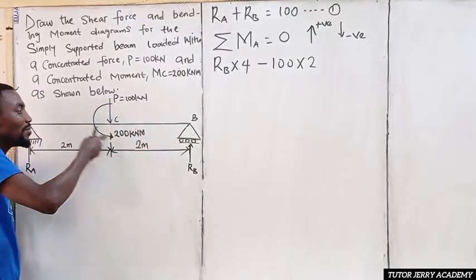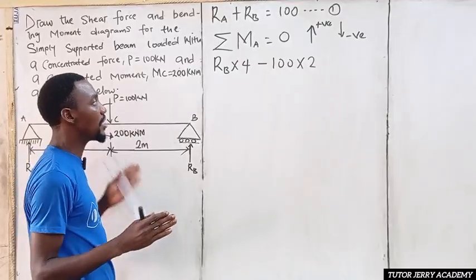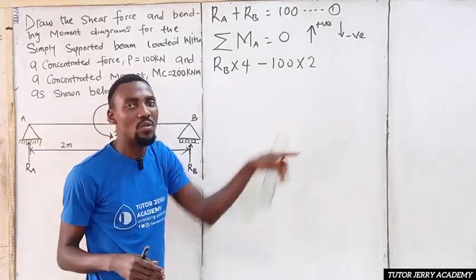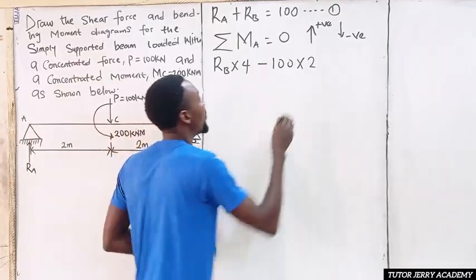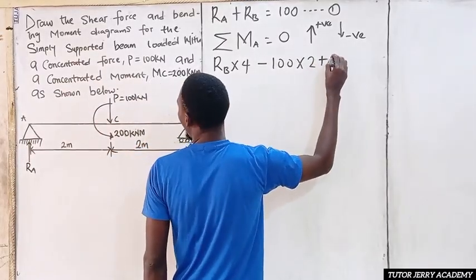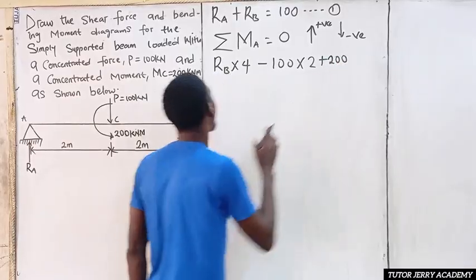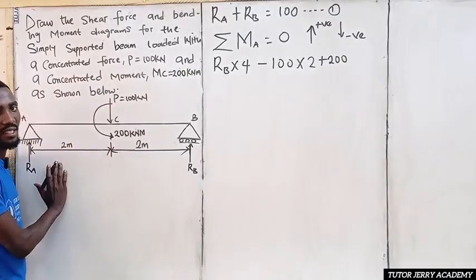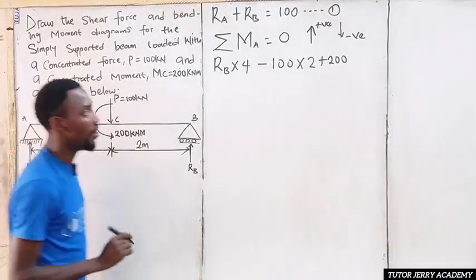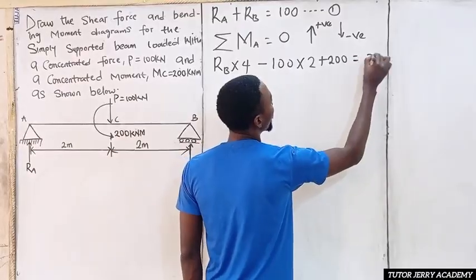It means this anti-clockwise moment here is also going to be positive, because it's a moment, and what we are doing here is a moment. We are going to add that to this, so it's going to be a positive plus 200 kilonewton meter. Please, it is a moment, so we don't need to take distance. This is already a moment. All right. So everything here is going to be equal to 0.